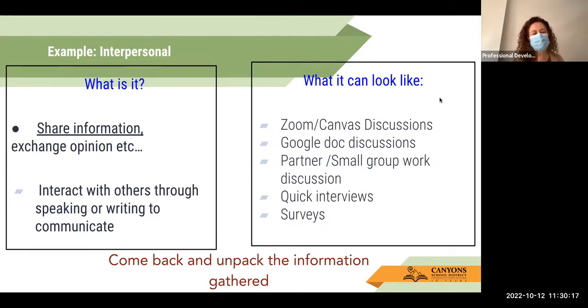But the most important part in this interpersonal mode is that once the students have shared the information they have received from the first part, there's no right or wrong, but it is important to come back as a whole class and unpack the information that is gathered. For example, if students look at a visual, they might see something, and other students might have a different perspective and view it in a different way. So you need to go from group to group or partners to partners and ask them to share what they thought the information they've learned was about. And again, there's no right or wrong.